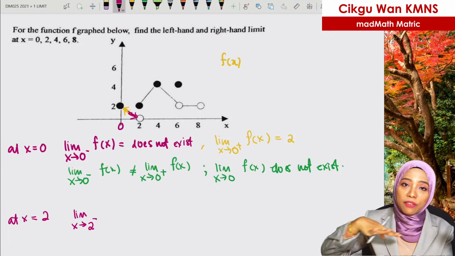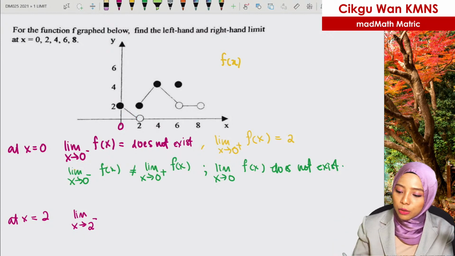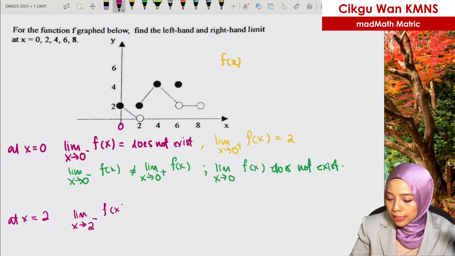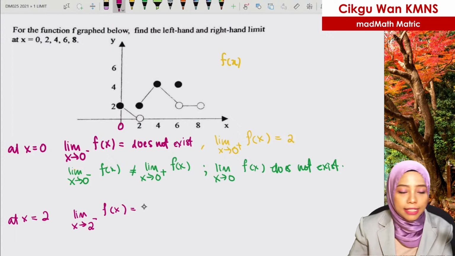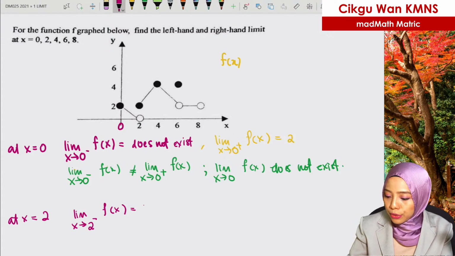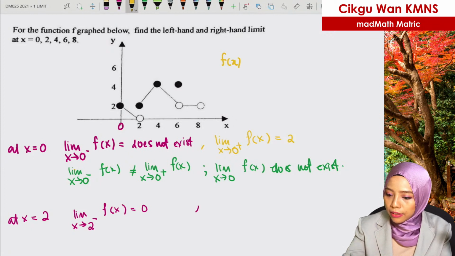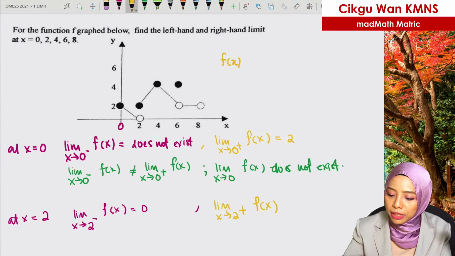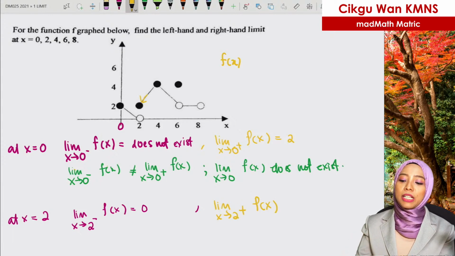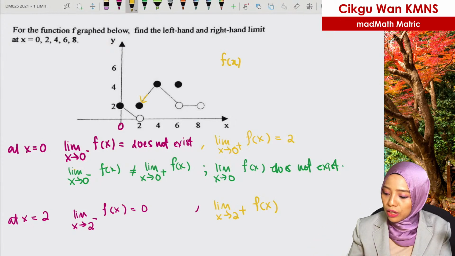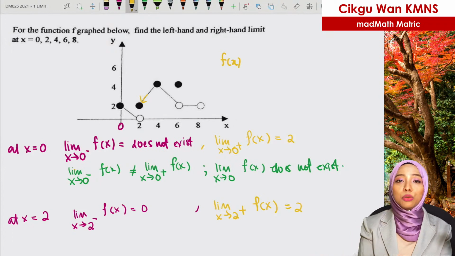So, the y values is 0. Very good. And limit x approaching 2 from the right. Okay, now we are looking from the right. From the right, what happens? The y is now equal to 2.